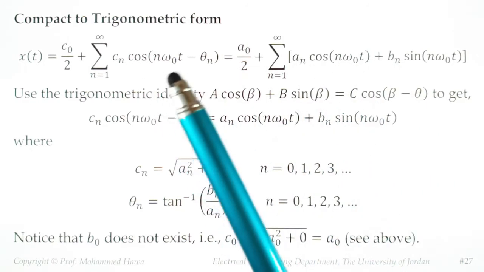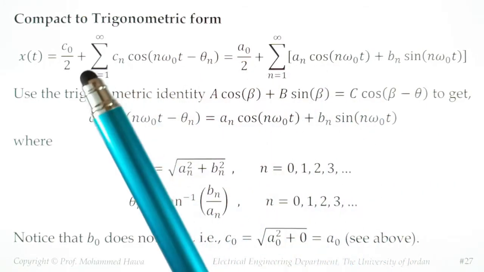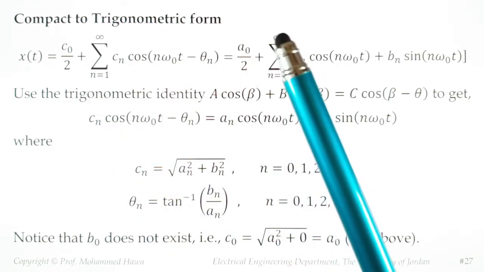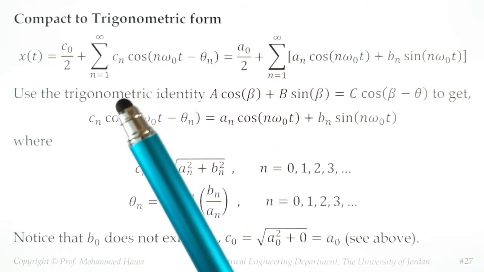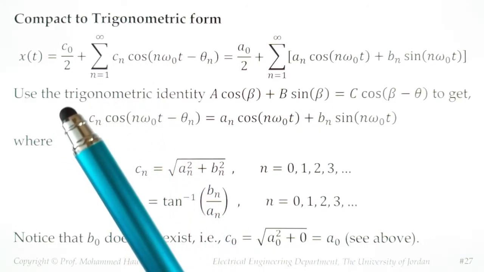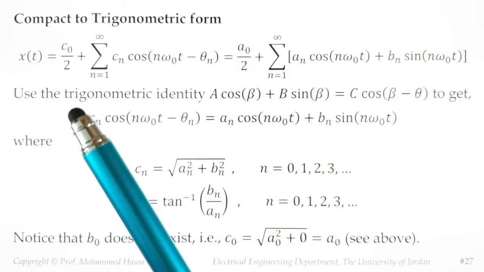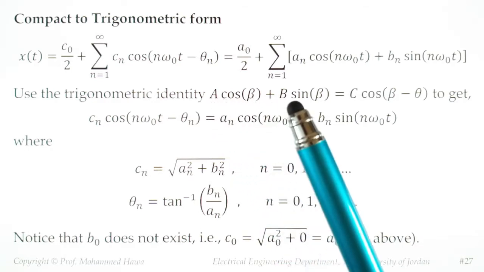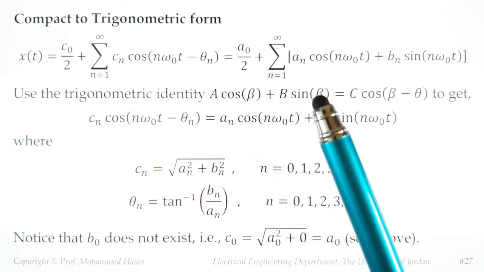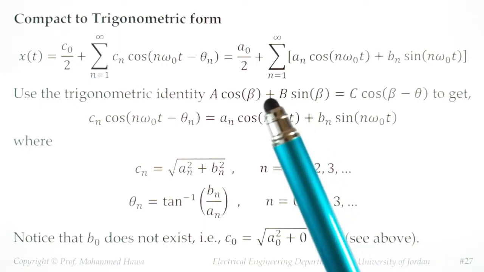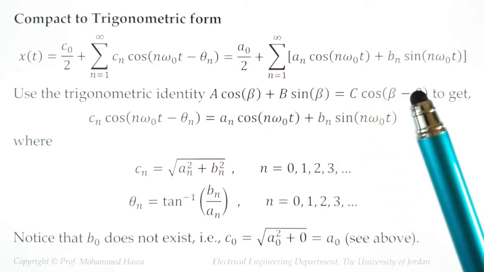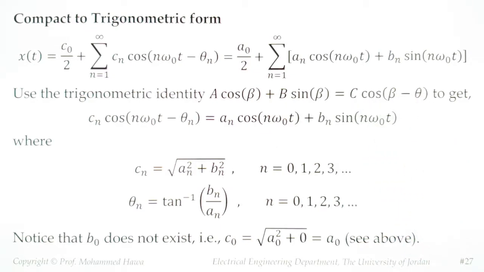How did I move from this form to this form? Notice the DC did not change, c naught over 2, a naught over 2. The sum did not change, n equal 1 to infinity and n equal 1 to infinity. What I did is use a very popular trigonometric identity that you are familiar with, which says if you have a cosine of something multiplied by amplitude a, plus a sine of the same thing, beta, notice same thing, multiplied by a constant, and you add those together, you're getting a cosine of that same thing but with an amplitude and phase shift.